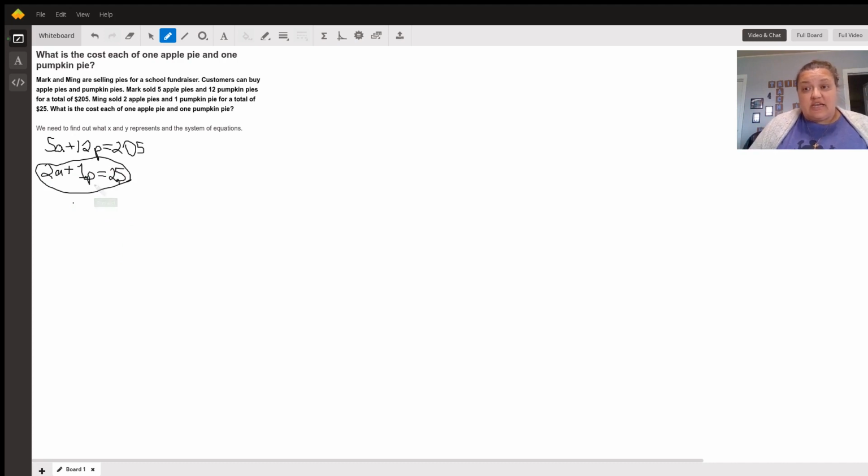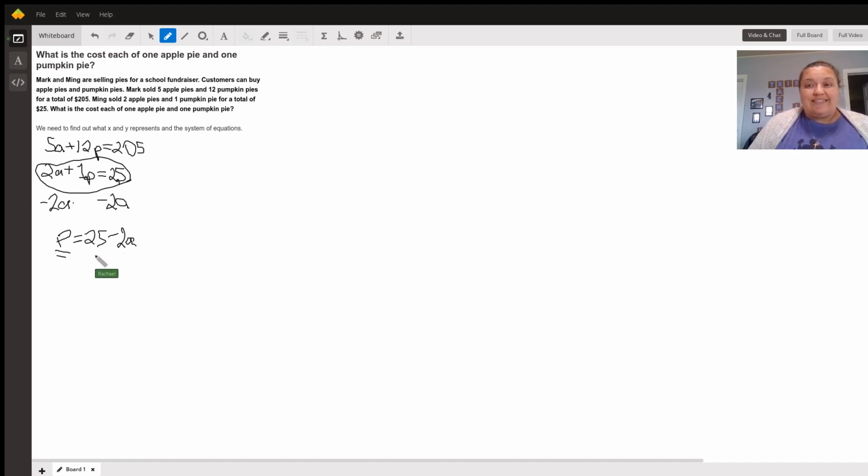Now, it's important to understand that since we don't know either one of the actual numerical values yet, we're just going to solve for P by itself. So we're going to subtract 2A from both sides. And we're going to get P equals 25 minus 2A. So the value of P as we know it so far is 25 minus 2A.